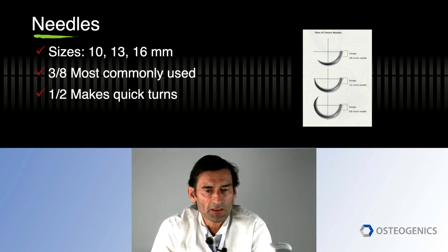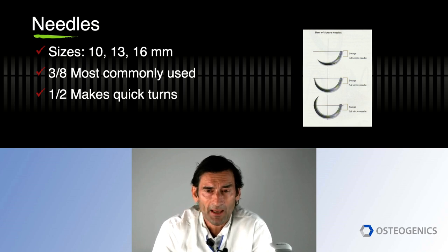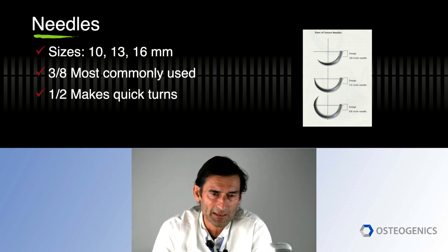Then needles. There are some round ones, so half size. It makes a really quick turn, but it's not something we really use in oral surgery, periodontal surgery or implant surgery. We usually use the 3/8. So pretty much every suture that I have in my practice is a 3/8.